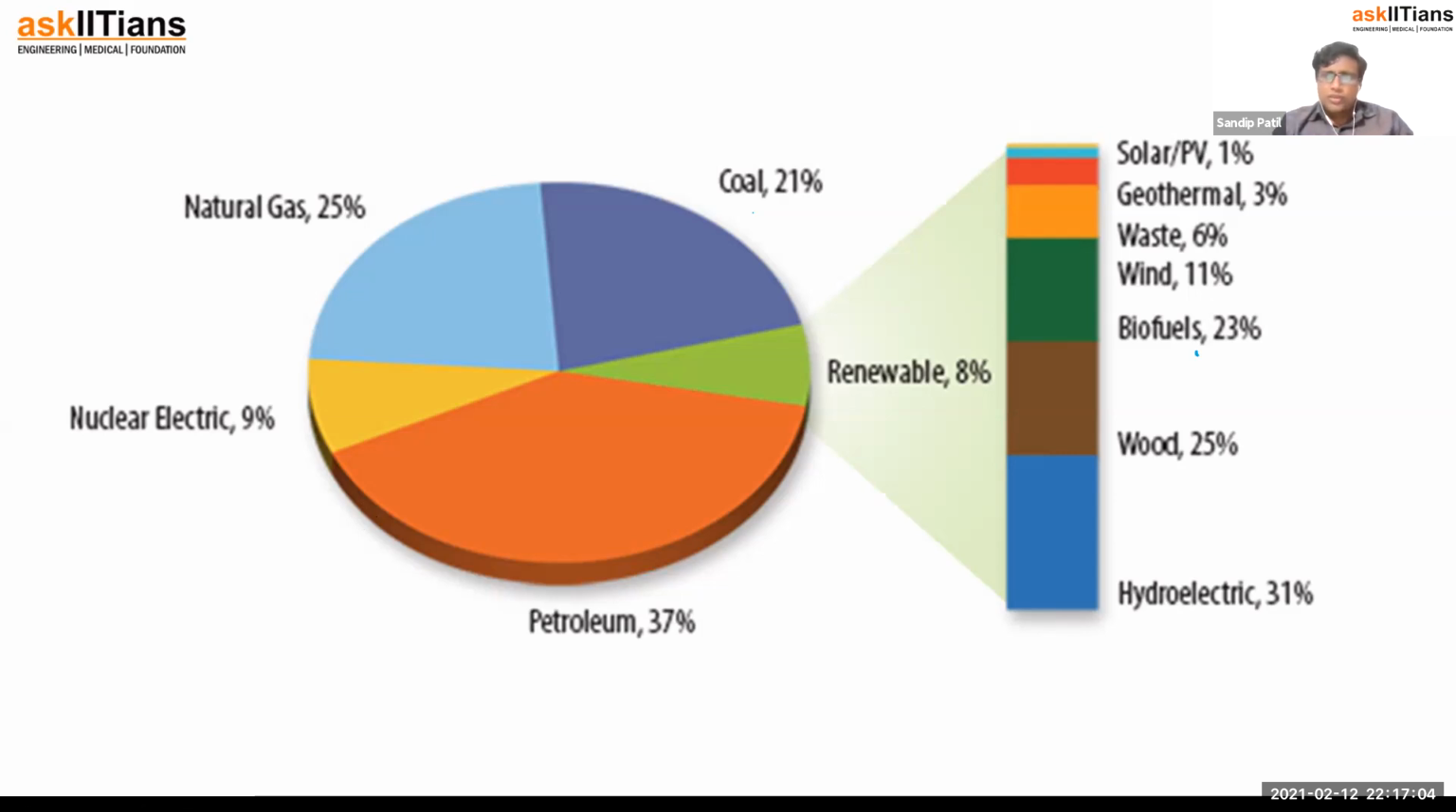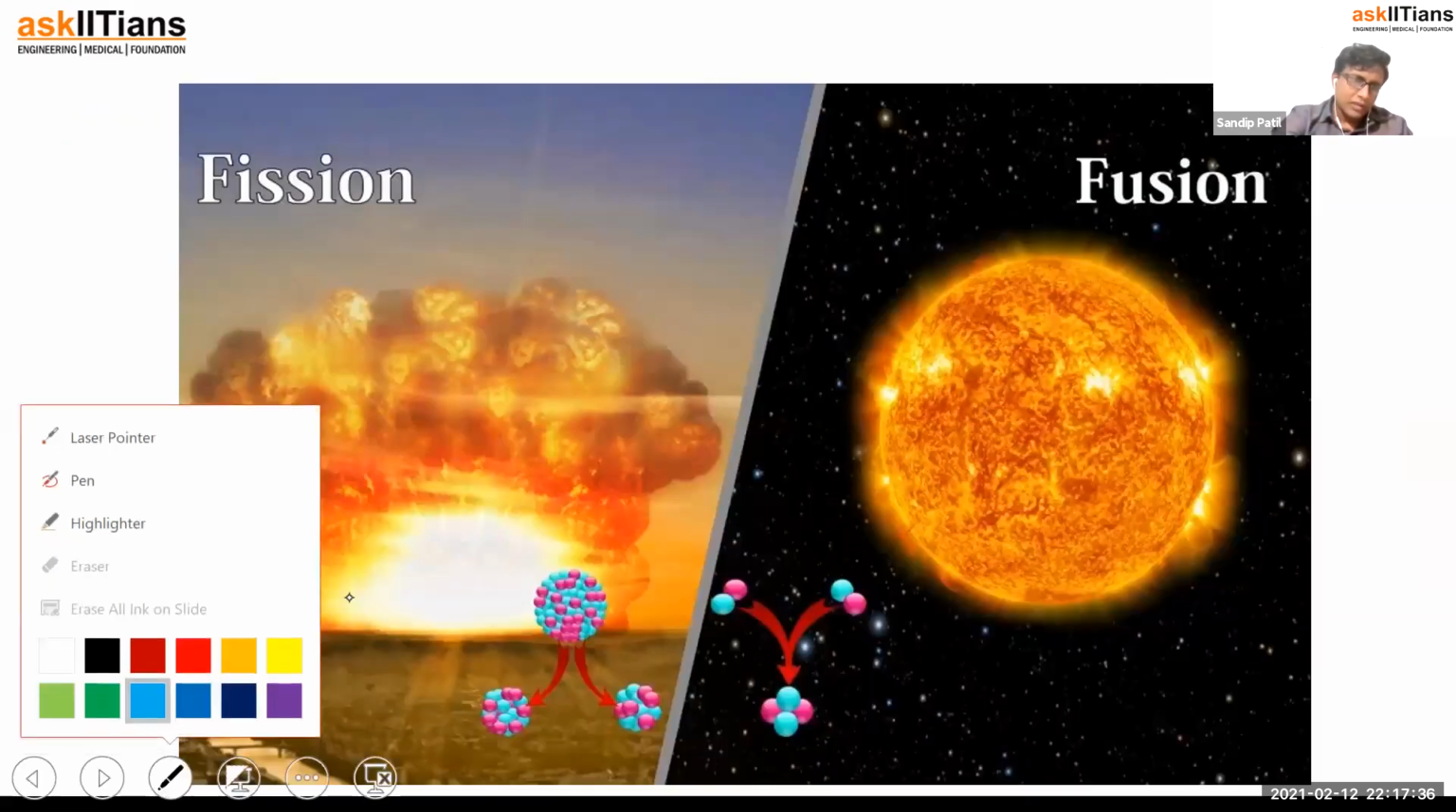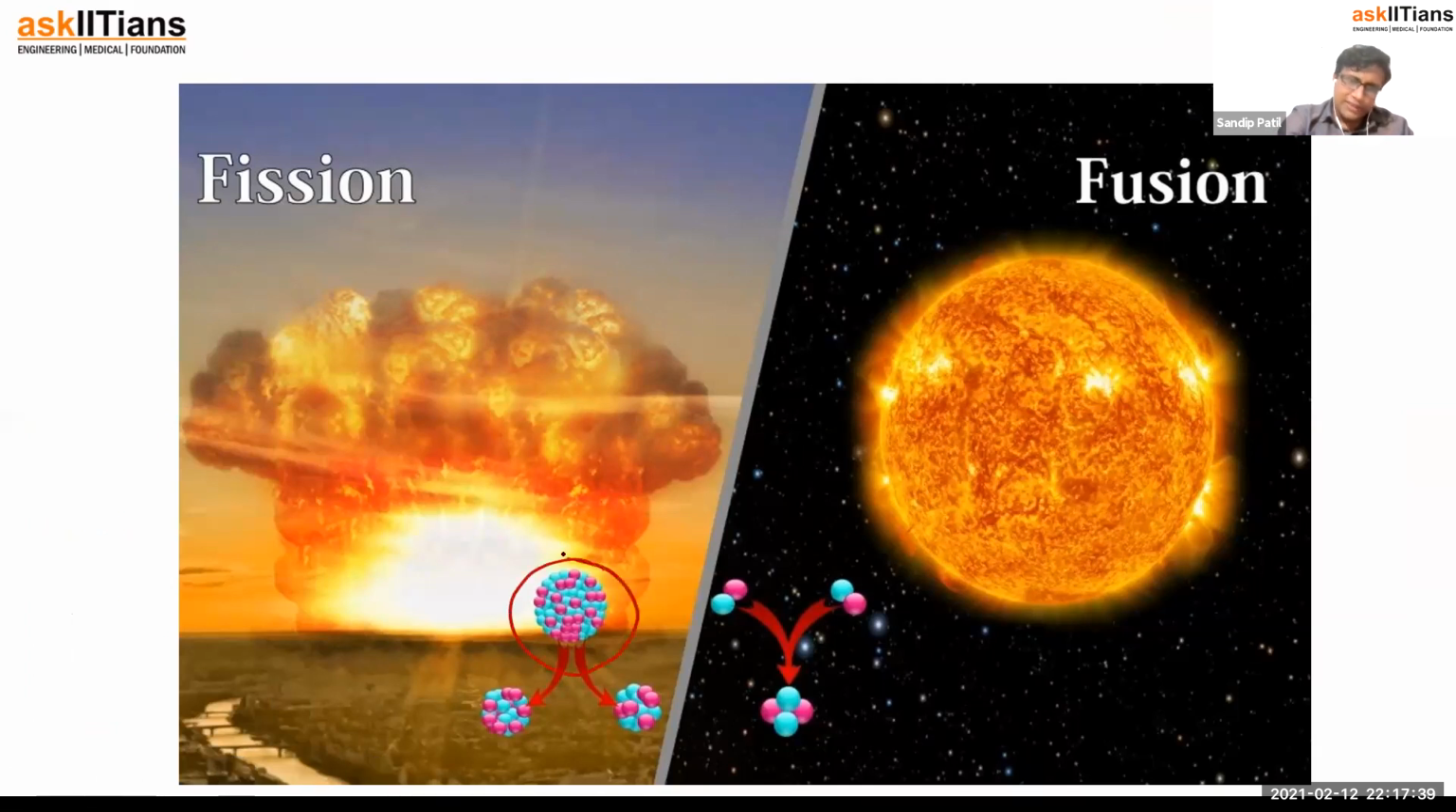So let's see now how we get this nuclear energy. First of all, there are two types of nuclear reactions by which we can get nuclear energy. The first is fission and the second is called fusion, right? Here you can see a bigger molecule. This is the original parent molecule, and it is splitting into, let's say, two different molecules. It is called fission, right?